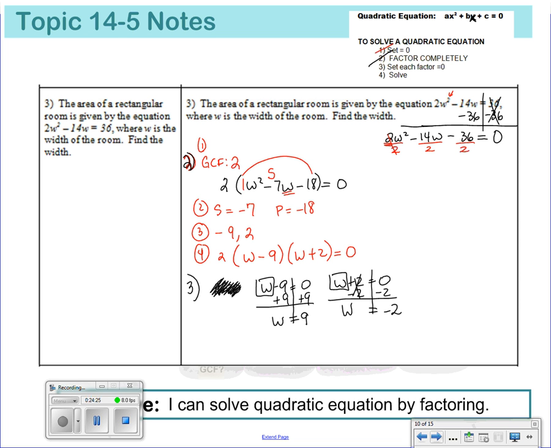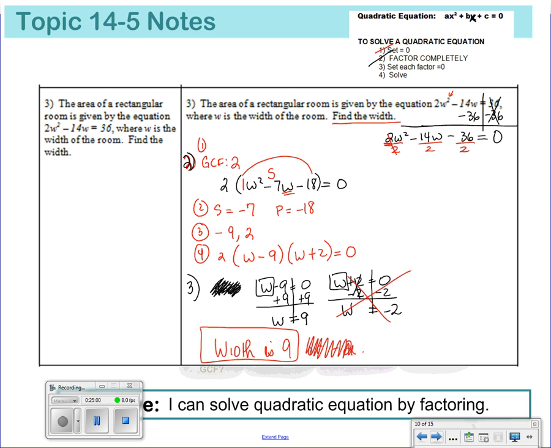So now that we've solved, we now need to answer the question. The question was to find the width of the room. So this gives me 2 possible widths. Our width is either 9 or it's negative 2. But let's think about that. Can you have a width of a room that is negative 2? And you should come up saying, no, absolutely not. So we are going to get rid of this negative 2 because I cannot have a negative width, and my answer is the width is equal to 9.